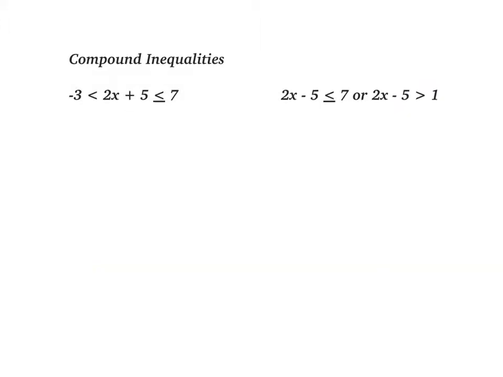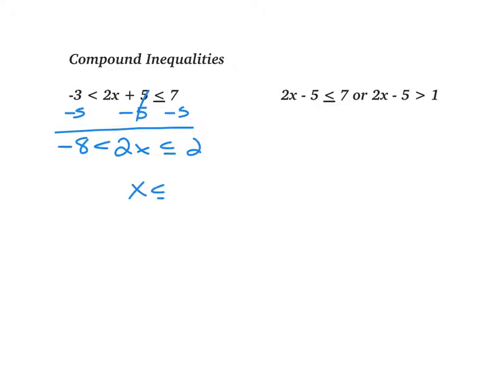Okay, compound inequalities are when you have either an and or an or. This first one has basically 3 sides to the inequality. So basically what I'm going to do is solve all 3 sides. I'm going to subtract 5 from all 3 sides. And what's going to happen here, it cancels, so it gives me 2x there. 2, and over here I get a negative 8.